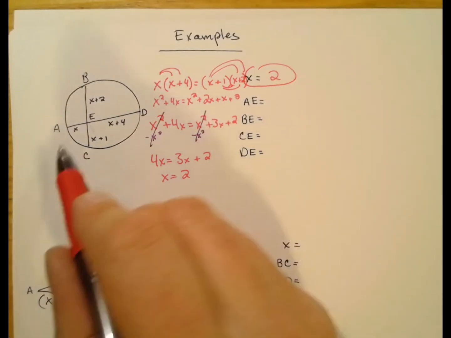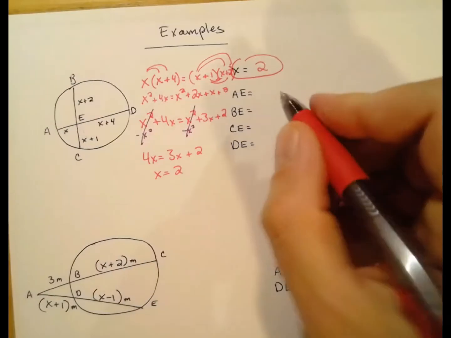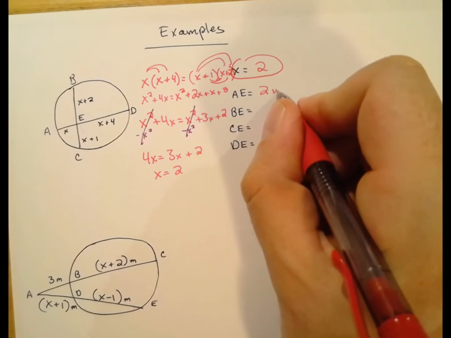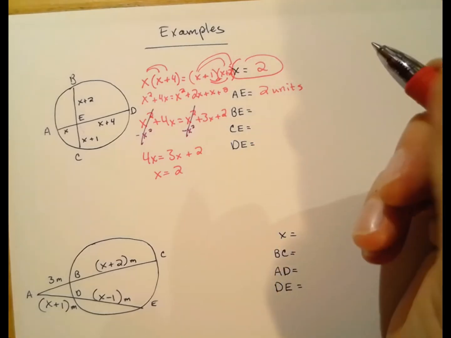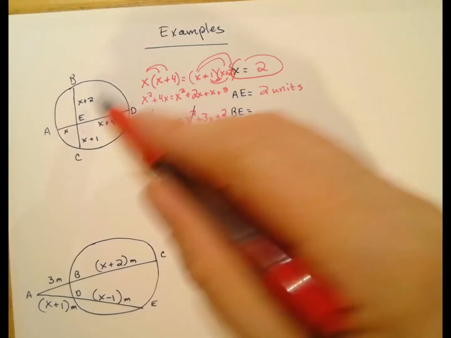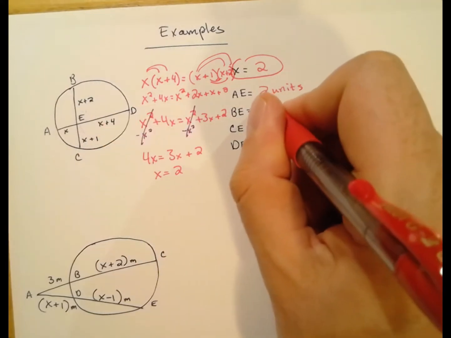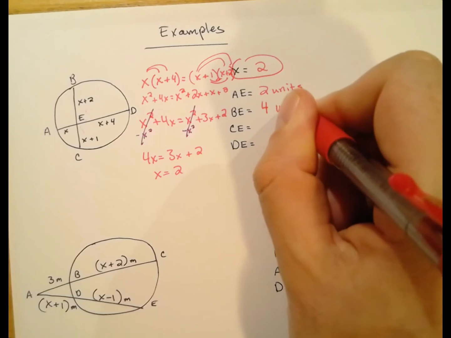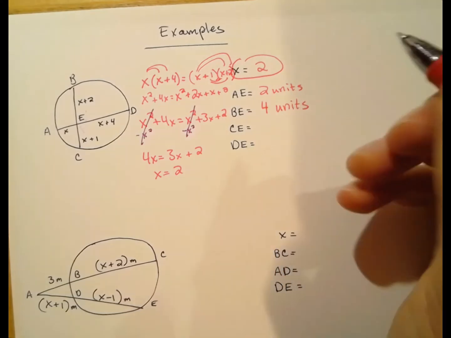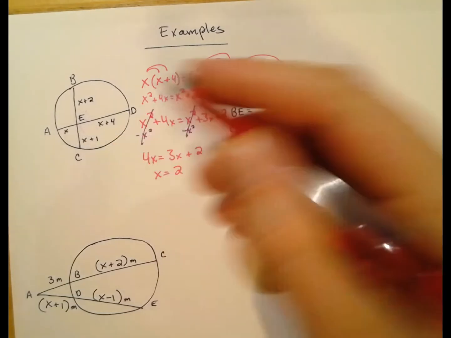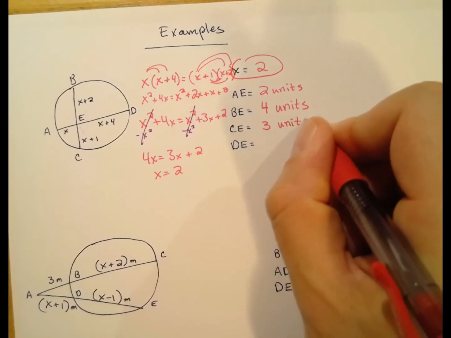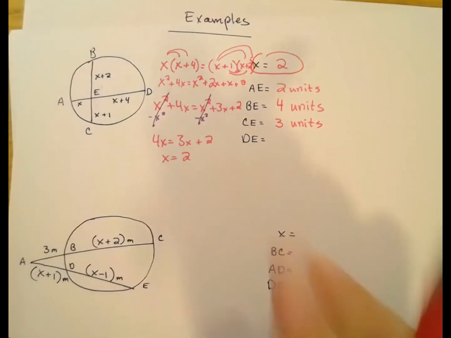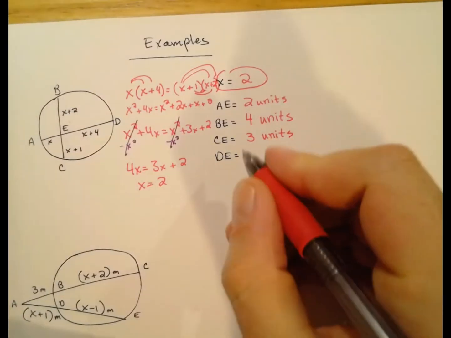Let's figure out all these other segments here. AE is just x, so that's 2 units. BE is x plus 2, so that's 2 plus 2, 4 units. CE is x plus 1, so that's going to be 3 units. And then DE is x plus 4, so 2 plus 4, 6.